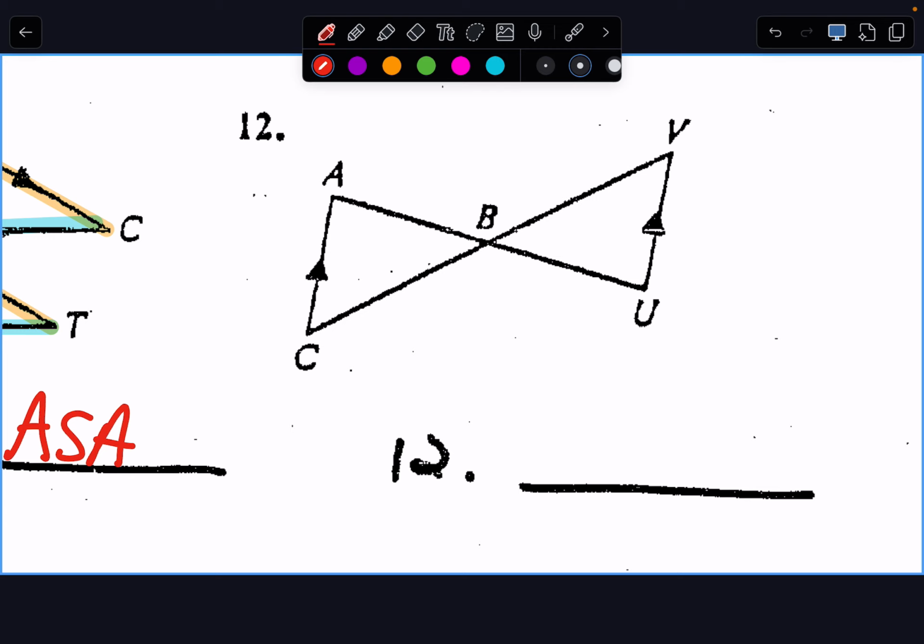Aaron, are these two triangles congruent in number 12? Okay, Aaron says that these are not congruent. We can talk about alternate interior angles. We can talk about vertical angles, but we have nothing about the sides. So we can't assume that these are congruent.